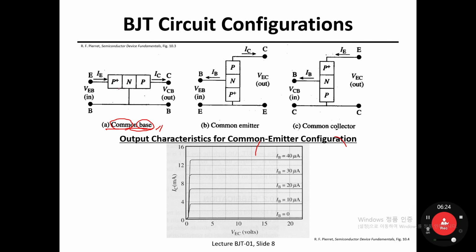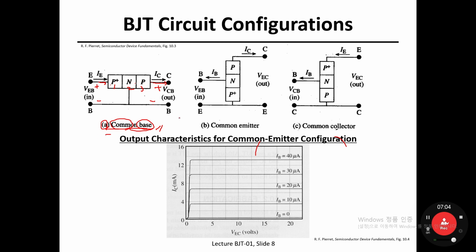Since a BJT, PNP, has three terminals, one, two, three, one of the three terminals should be used as the common node. Then we can define this input voltage and input current, and this voltage difference is defined as output voltage and output current. So one of the three should be defined as common. Number one, the BJT circuit configuration has used the base as common.